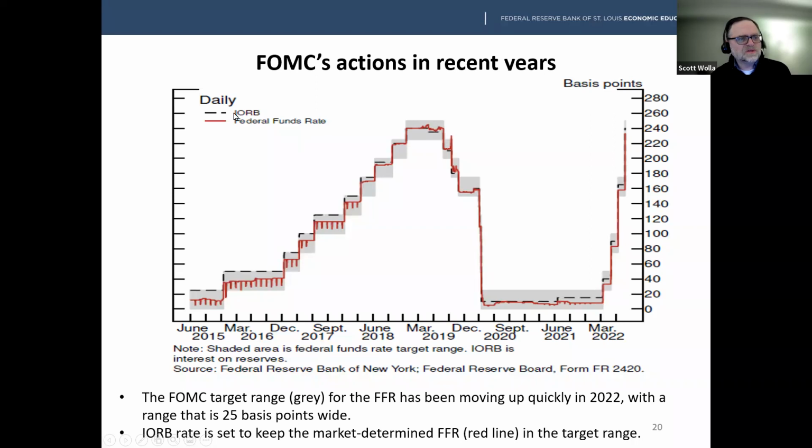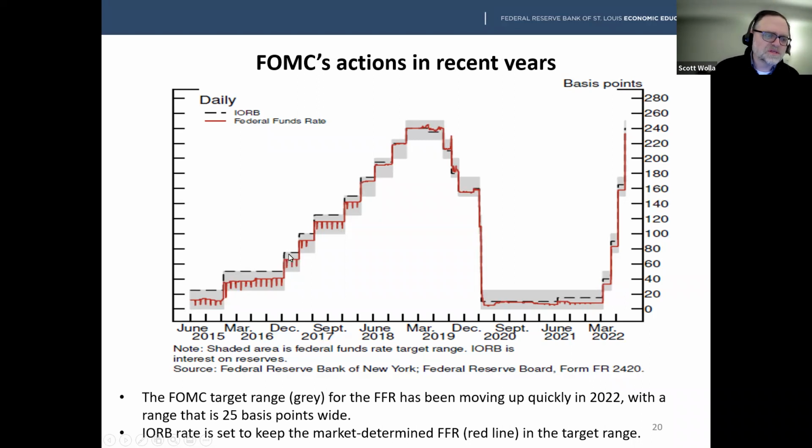The dotted line is interest on reserve balances. The red line is the federal funds rate. So you can see that when the Fed first lifted off, the interest on reserve balances rate is at the top of the target range. This gray area is the target range for the federal funds rate. So the goal here is to keep the red line at about the middle of the target range, to keep the federal funds rate kind of floating in the middle of the target range. Okay, so we have the interest on reserve balances rate at the top of the target range, and the federal funds rate is floating right here in the middle.